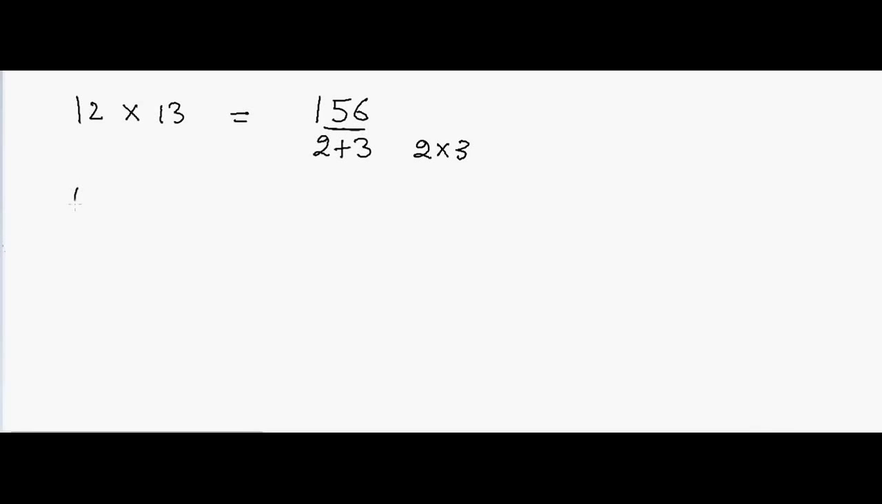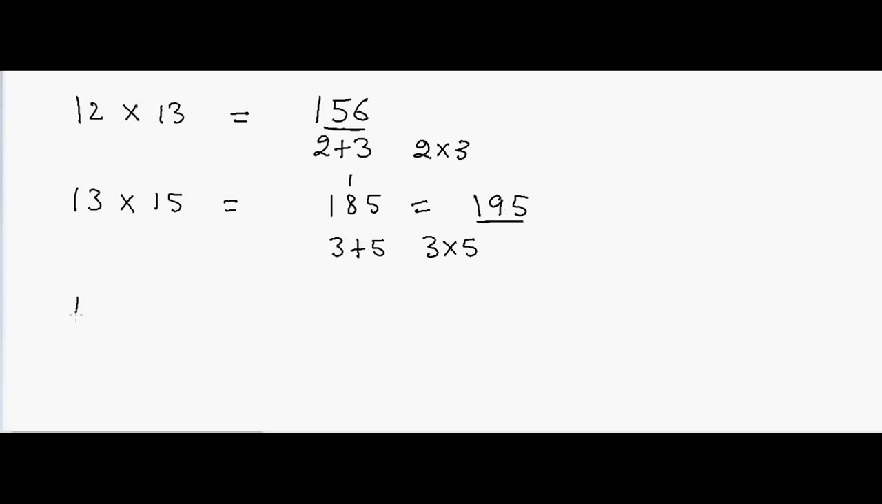Again, if I have 13 and want to multiply by 12, no sorry, by 15, then in that case it will be 3 plus 5, that is 8. So we'll write an 8 here, and 3 into 5, which is 15. So I have 5, 1 and 1, so that will give me 195.